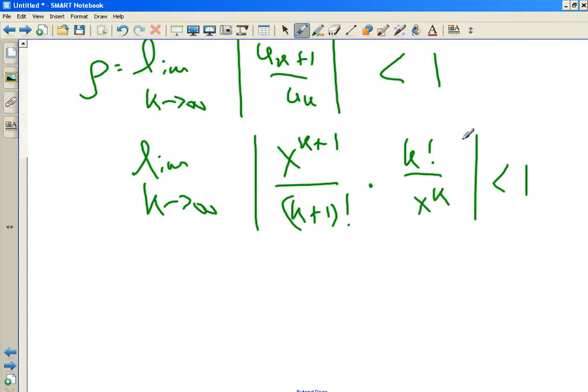Look, we've talked about this. This is why we did all this stuff last week. What's k factorial into k plus 1 factorial? K plus 1, like 5 factorial into 6 factorial leaves 6. What's x to the k into x to the k plus 1? X. So what's the limit as k goes to infinity of x over k plus 1 in absolute value?